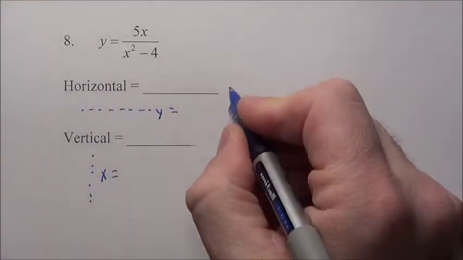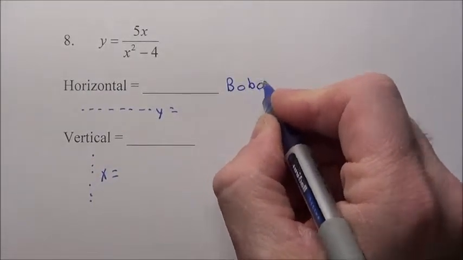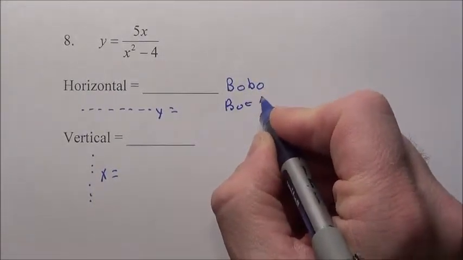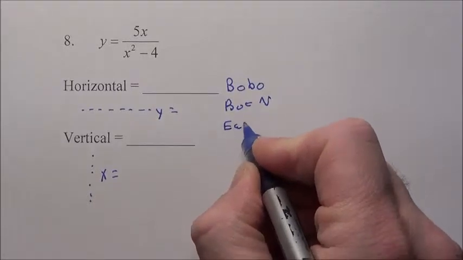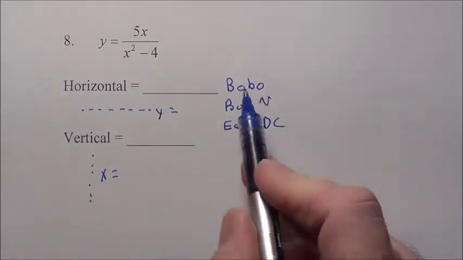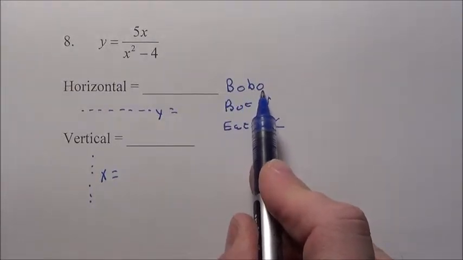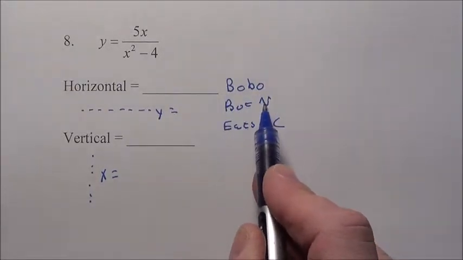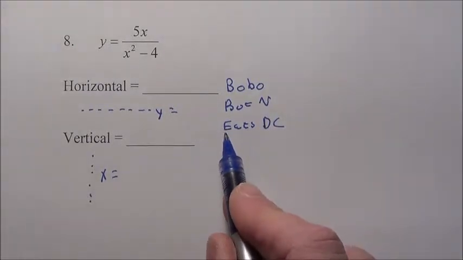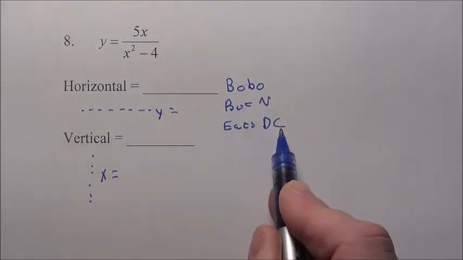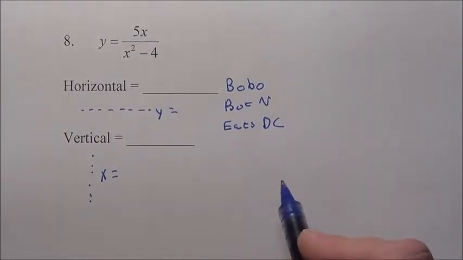Now for horizontal, I've given you that idea of BOBO, BOTN, EATS, DC. This is just a little saying that helps you. Bigger on the bottom, it's going to be y is 0. Bigger on the top, N stands for none. There will not be any horizontal asymptote. If the exponents are the same, we divide the coefficients, the numbers out in front of the x's.